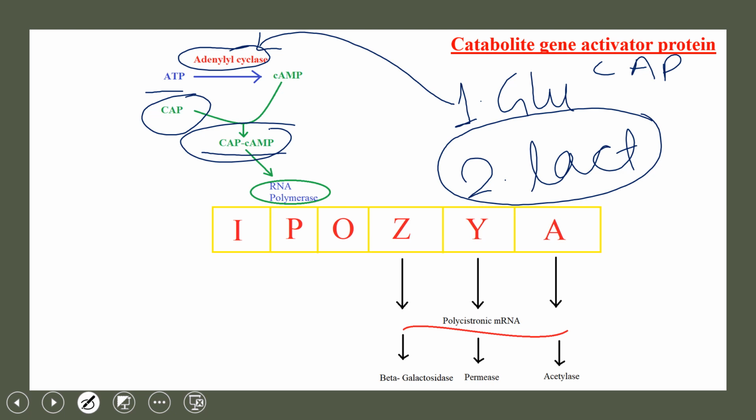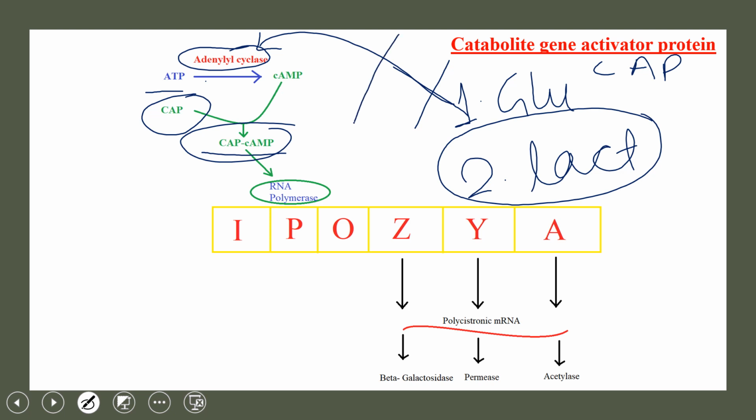So what you have to remember is that for the attachment of RNA polymerase to the promoter site, we require the CAP and cAMP complex, and for the CAP and cAMP complex we need the adenyl cyclase. So if there is not the presence of the glucose, the adenyl cyclase won't be inactivated.